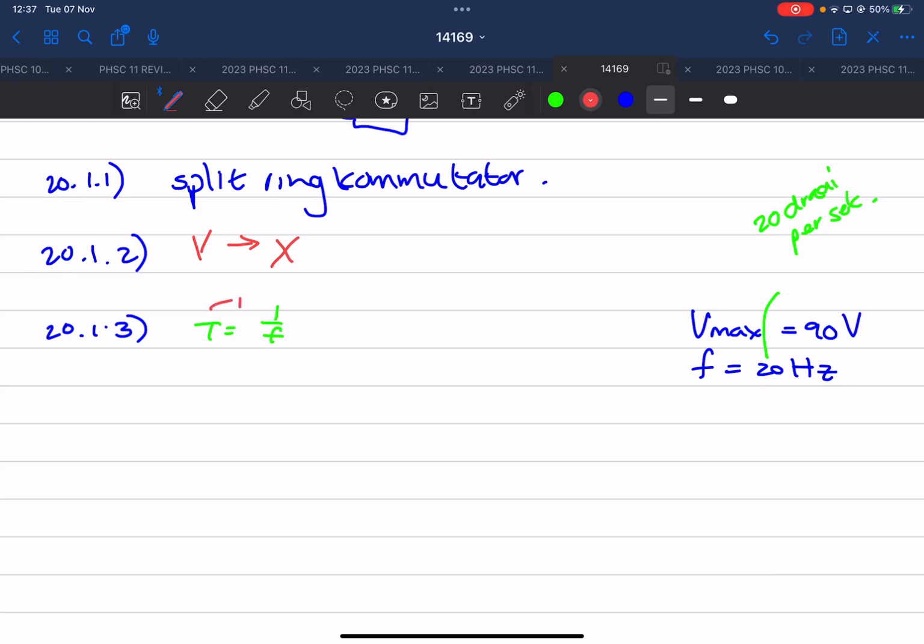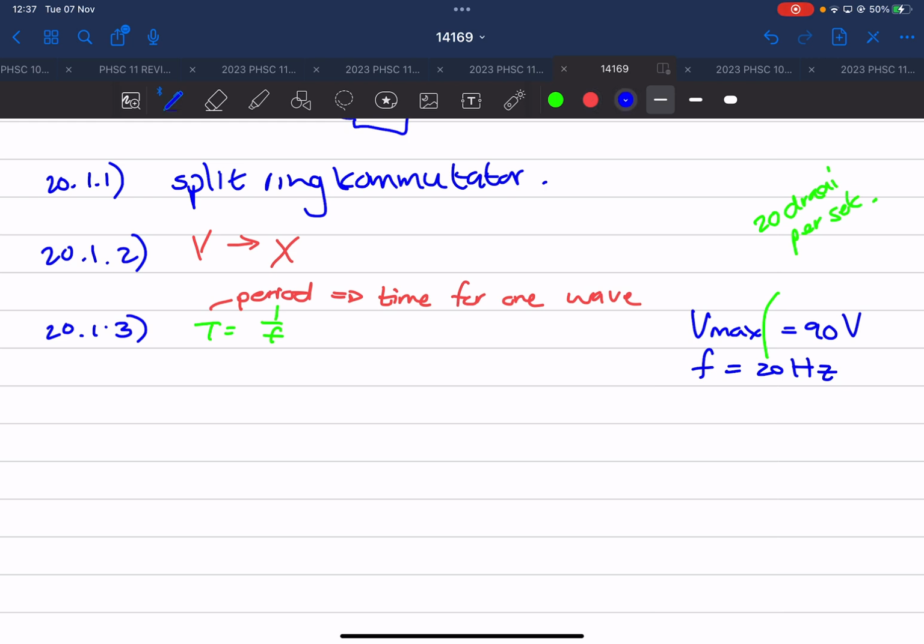T stands for period, or you can think of it as the time for one wave. Periode of tyd vir een golf. Dit is wat daar T is. T stands for period or the time for one wave. Okay, and then F is for frequency.